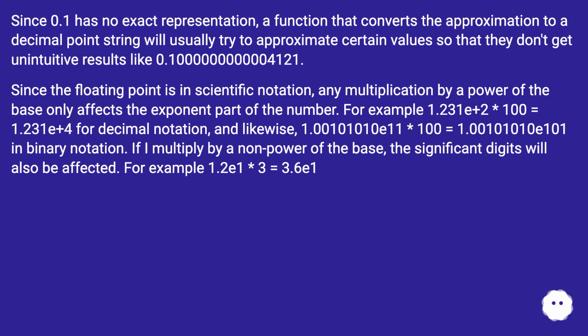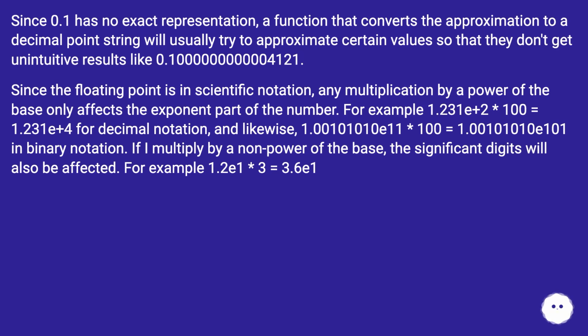Since 0.1 has no exact representation, a function that converts the approximation to a decimal point string will usually try to approximate certain values so that they don't get unintuitive results like 0.1000000000000000055511151231257827. Since the floating point is in scientific notation, any multiplication by a power of the base only affects the exponent part of the number.